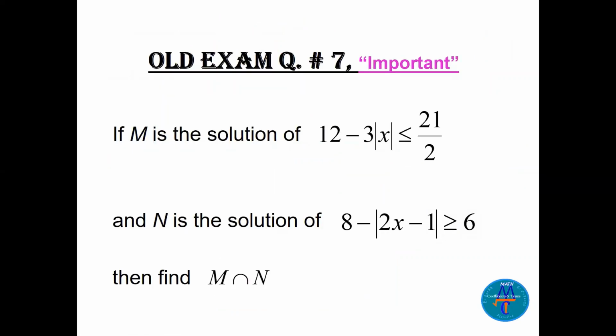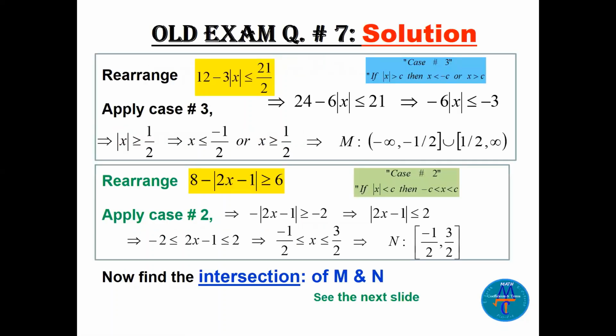Now this one we have done similar in lecture 26. M is the solution of the first one. N is the solution of the second one. Find M intersection N. So we have to rearrange this and do it. Check which case, 2 or 3 for sure, because we have less than or greater than. This one, rearrange it and see the case. Okay, 2 slides for this one.